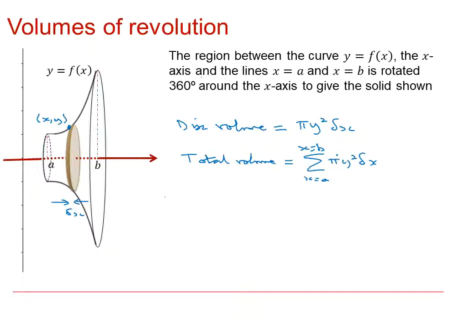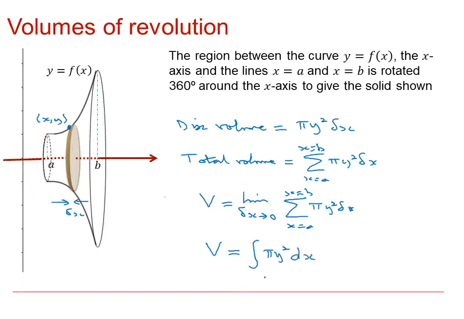But we want the exact volume underneath that curve, and we get that exact volume, which I'm going to call V, by looking at the limit as delta x tends to 0. So we're going to have more and more disks all getting thinner and thinner, and we look at the limit as delta x tends to 0 of the sum of all these disks starting at a, finishing at b. And when delta x does get to 0, we get the volume is the integral of pi y squared dx from x equals a to x equals b. So that's our formula for the volume of revolution when we rotate a curve fully about the x-axis.